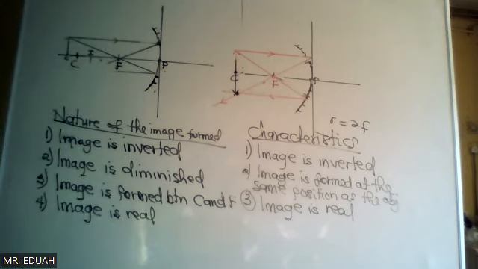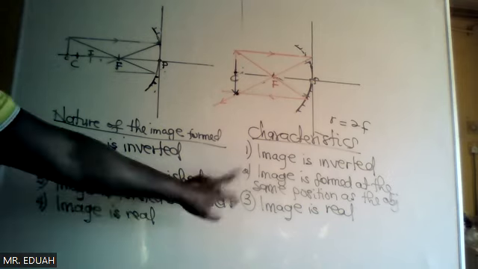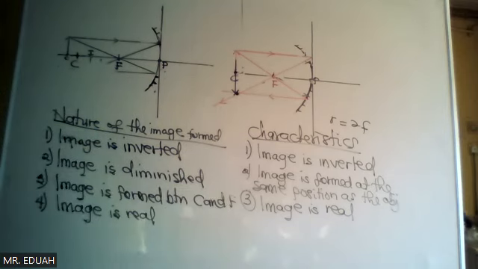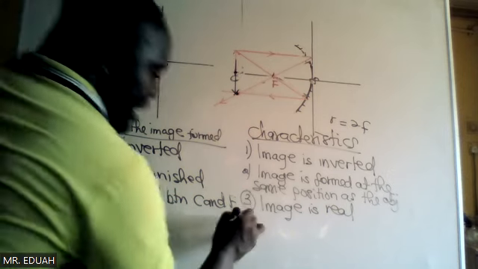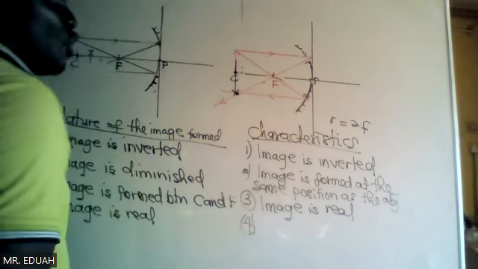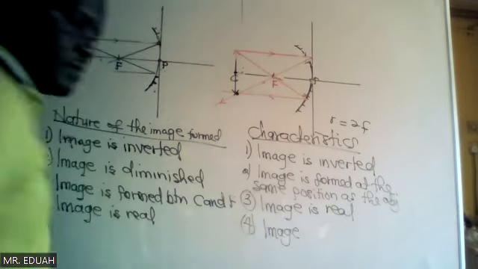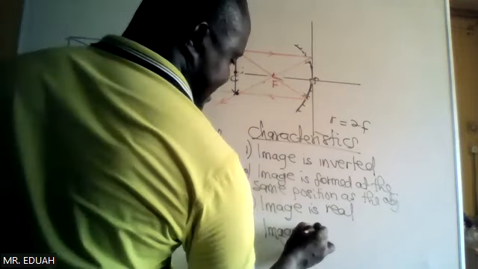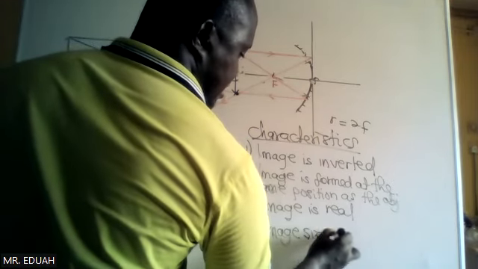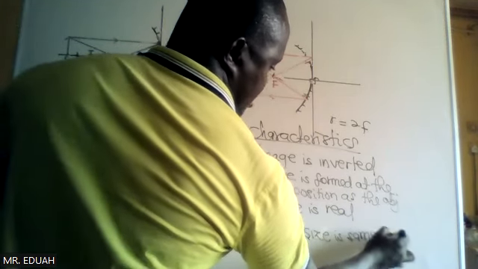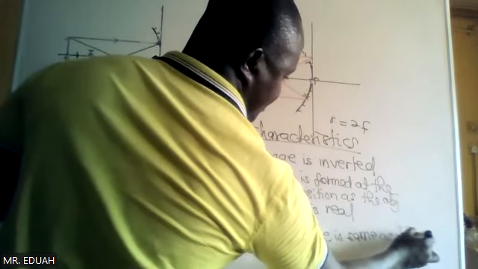Sir, please, image is of the same length as the object. The same, I think that's the second point we talked about. The fourth point is that image size is the same as the object size. Image size is same as object size.